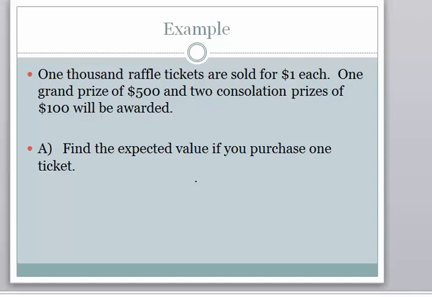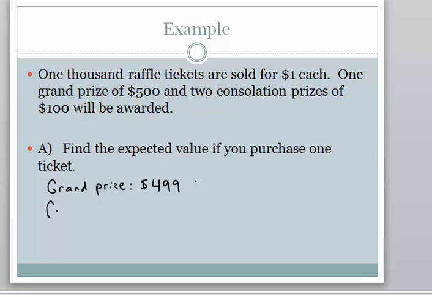To work this problem, there are 3 options that we need to consider. First, we need to look at the possibility of winning the grand prize. Remember that we need to look at the net value of our win. So if I win the grand prize, I win $500, but I had to pay $1 for my ticket. And so my net value is going to be $499. Again, this is the $500 prize minus the $1 price of the ticket.